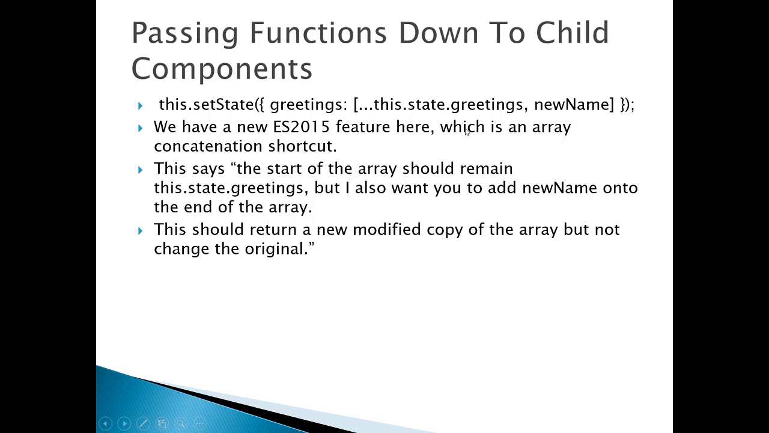Here I have also explained this. This is the new way of concatenation. This concatenation will add at the end of the array, not at the start of the array. The start of the array will remain the same, and it will add an element at the end of the array. This should return a new modified copy of the array, but not change the original one. So it will create a new copy of this state.